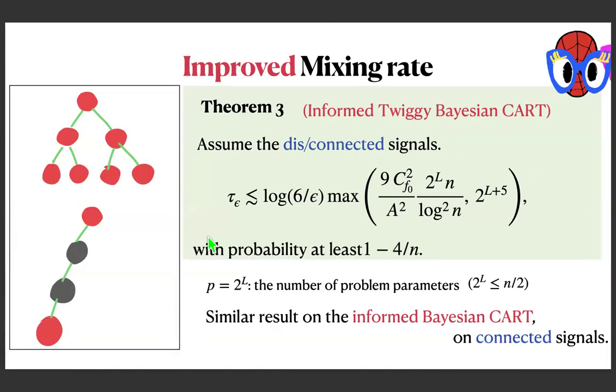So with that improved, with that informed version, what we can show is that when we use this Twiggy algorithm, we can have a linear mixing rate, because this is in terms of the number of problem parameters, so it's linear here. And when we use the uninformed version, I think it's quadratic, so it's a significant improvement here.